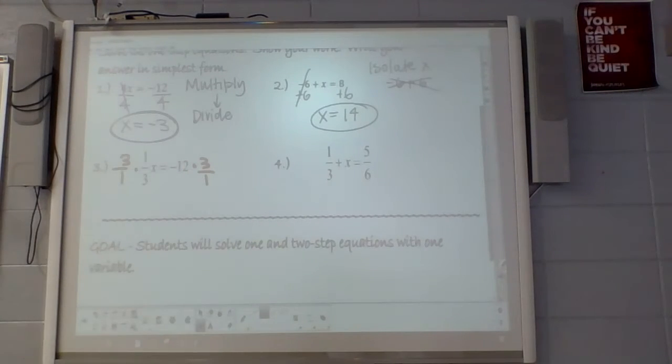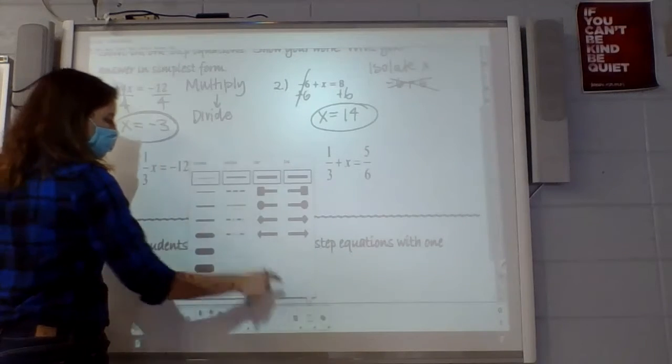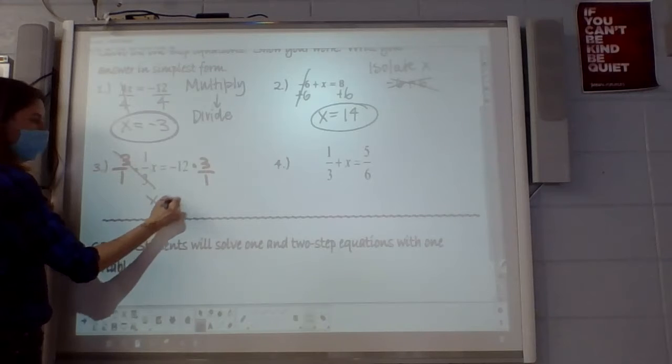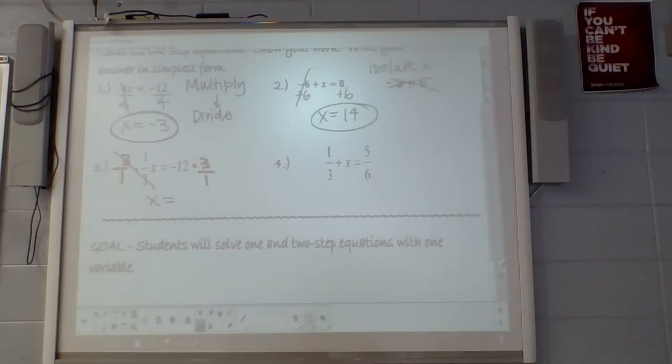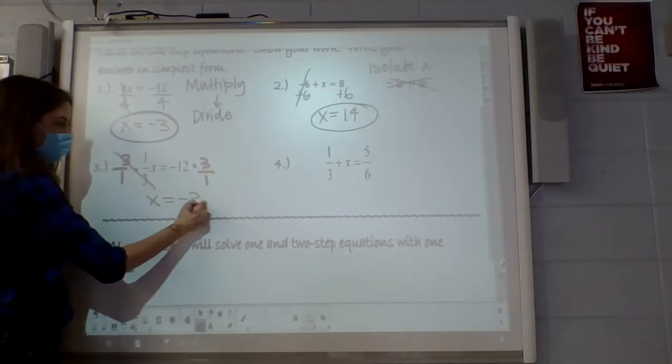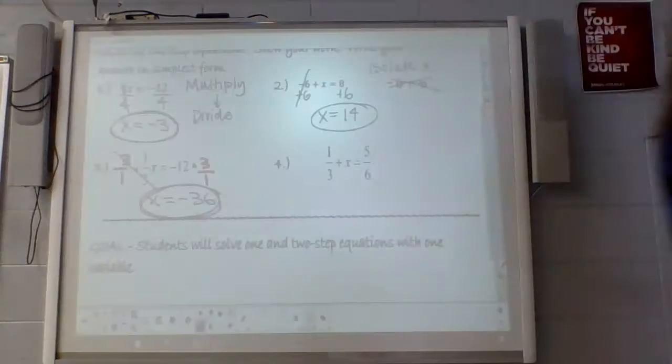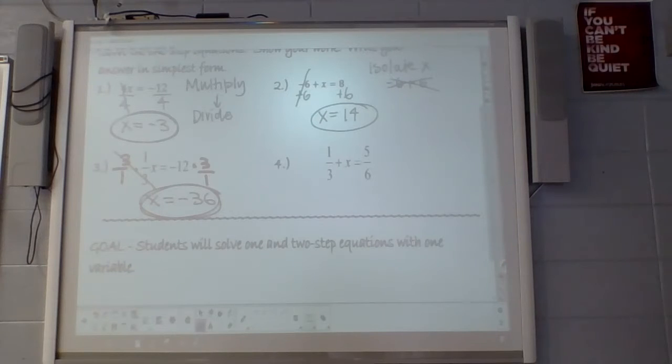And again, 3 works as well. 3 over 1 is just the flipped fraction. Because now what happens here is these 3's just get to cancel. So I'll just be left with x equals a negative 12 times 3, negative 36. So like really asking yourself that question over and over again, what's happening to the x?